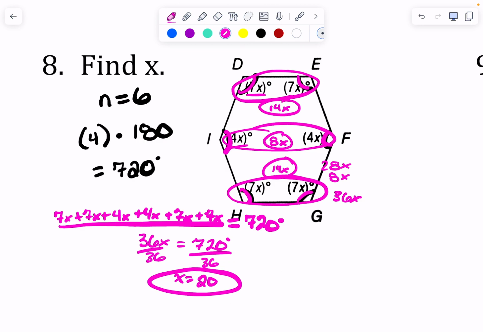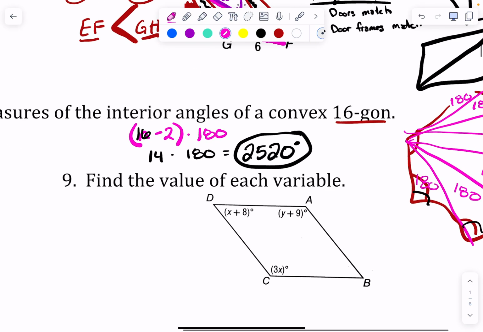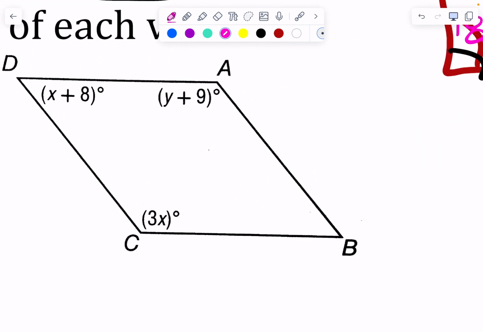Okay, good. All right, number 9. They don't tell you, but this is a parallelogram. I'm going to write that down. I should have told you that, because otherwise we can't do the problem if it's not a parallelogram. If this is a parallelogram, I know that this side is the same as that one, and this side is the same as this one. I know some other things.